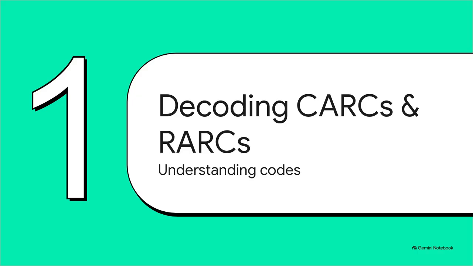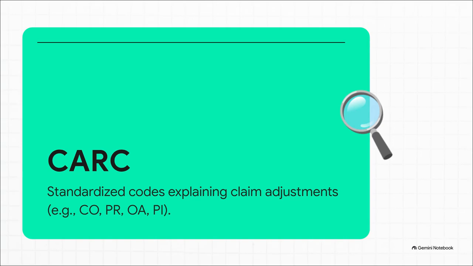Section 1. Decoding CARCs and RARCs. To read a denied claim like a master coder, you first have to fluently speak the language the payers are using. Every single electronic remittance advice uses CARCs, which stands for Claim Adjustment Reason Codes. These are the standardized codes explaining exactly why a claim was adjusted or outright denied.